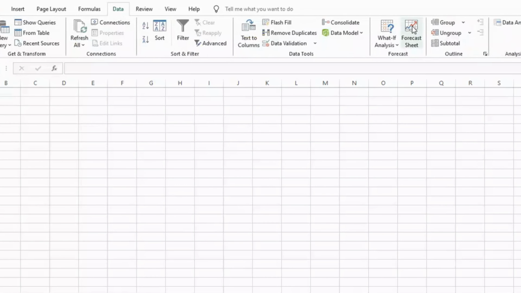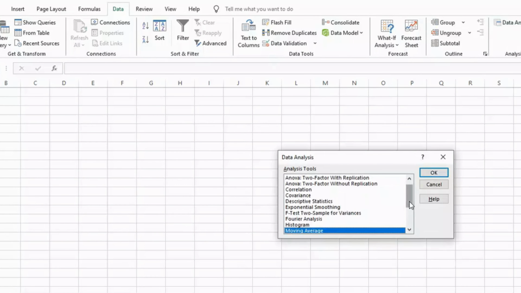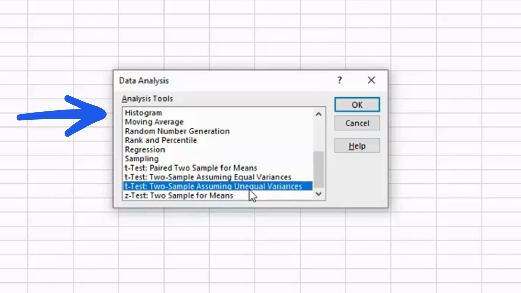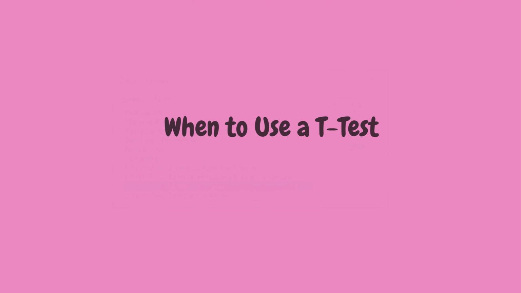If you are learning statistics for research, one of the first tests you will come across is the t-test. Many beginners know the name but are unsure when they should actually use it. When to use a t-test?